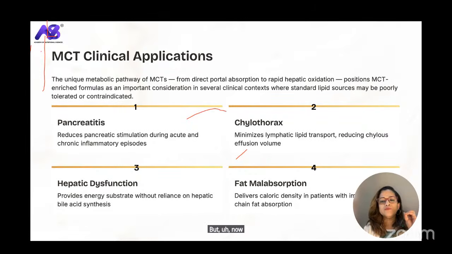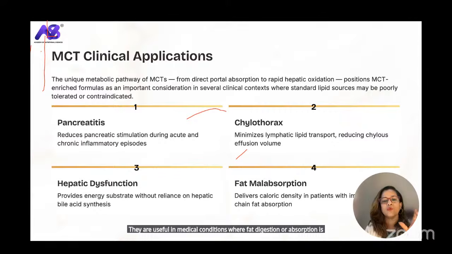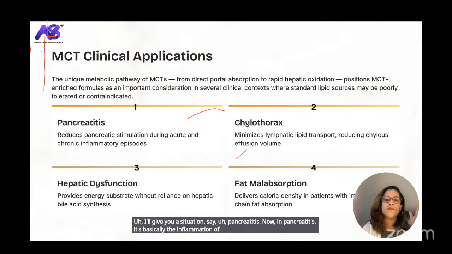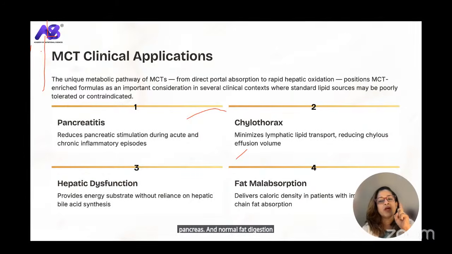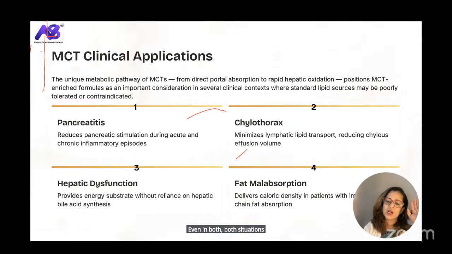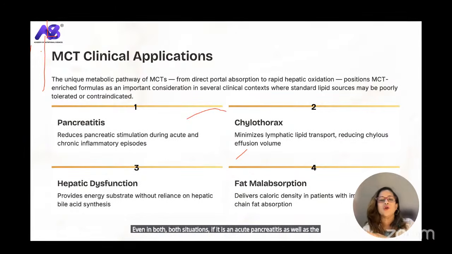They are useful in medical conditions where fat digestion or absorption is impaired. I'll give you a situation, say pancreatitis. In pancreatitis, there is inflammation of the pancreas, and normal fat digestion requires pancreatic enzymes. Here is where MCT can help you, because you don't need the pancreatic enzymes. You have reduced stimulation of the pancreas, so you're providing energy without worsening the inflammation, and this makes it useful in both acute and chronic pancreatitis.